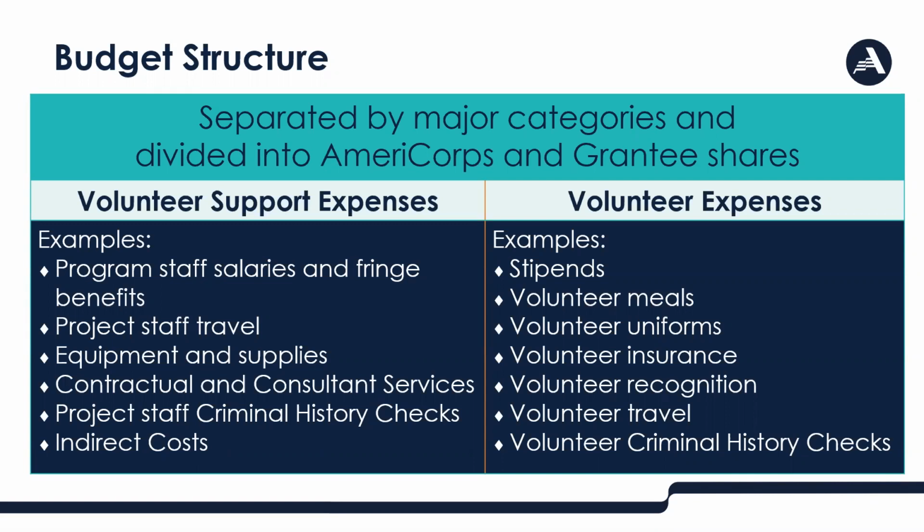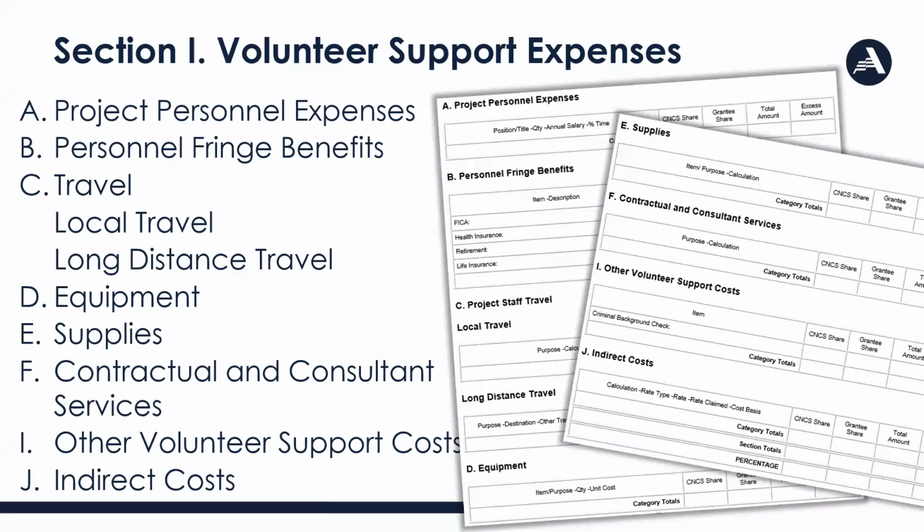Okay, perfect. Then let's dig into what is in the budget itself, looking at the specific budget categories and the related guidance in the 2021 AmeriCorps Seniors Application Instructions. And you may even want to pull up a copy of that and follow along as I go through the budget with you. We're going to begin with Section 1, the volunteer support expenses.